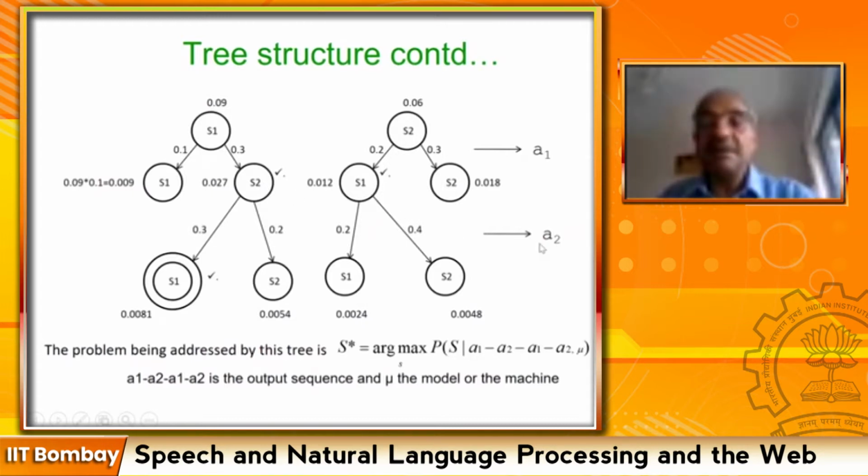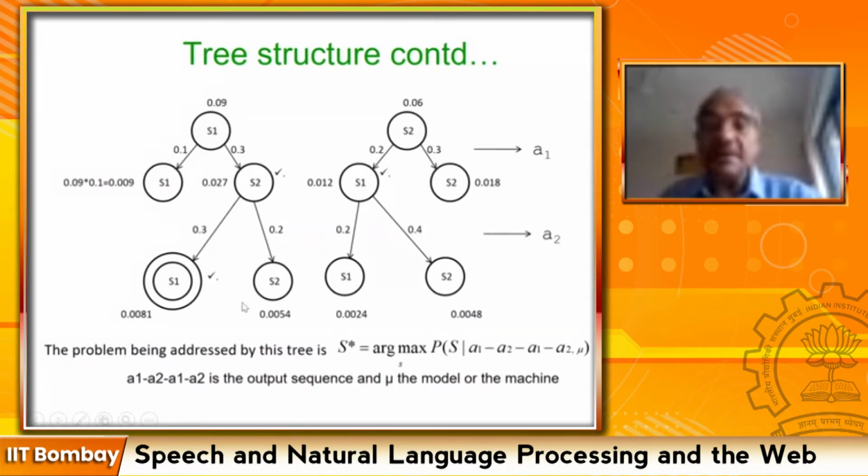The observation symbol now is A2. Okay, and then I have finished the observation sequence. The algorithm should now terminate. So from S2 I can come to S1 and S2. From S1 I can come to S1 and S2 again. And at this point, since all the observations are over, I simply compute the total probability at each of these leaves, and I find that the winner probability is 0.0081.